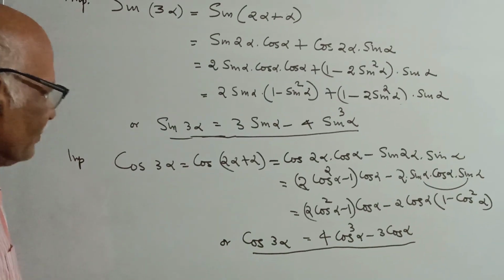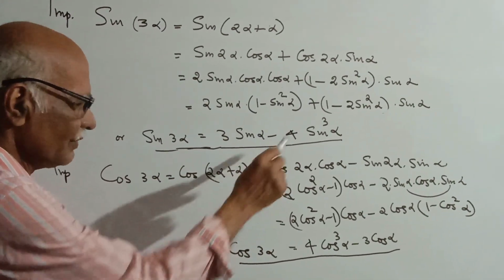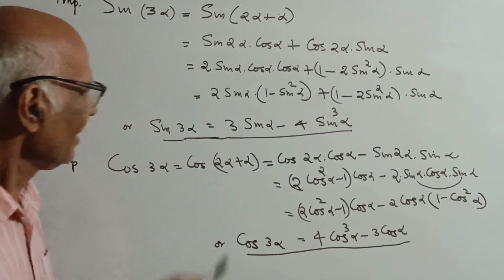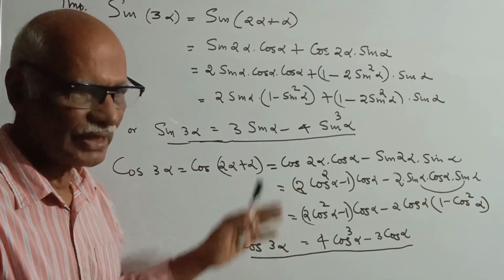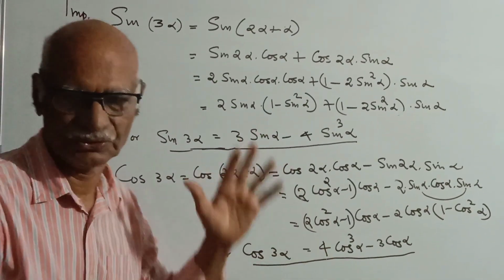And you see the difference. In the case of sine, 3 minus 4 comes. In the case of cosine, 4 minus 3 comes. 3 along with sine, 3 along with cos. So that is the way in which the terms come. So try to remember this.